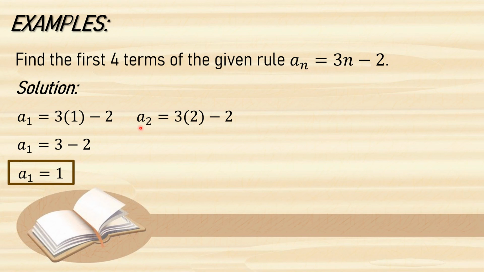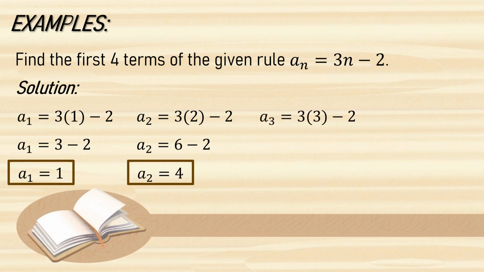I-substitute sa letter n. And then multiply, MDAS pa rin, multiplication bago ang subtraction. So 3 times 2 is 6 minus 2. So the value of a sub 2 is 4. Next is a sub 3 or the third term. 3 times 3 minus 2 and then multiply first. 3 times 3 is 9 minus 2 is 7 which is the value of a sub 3.